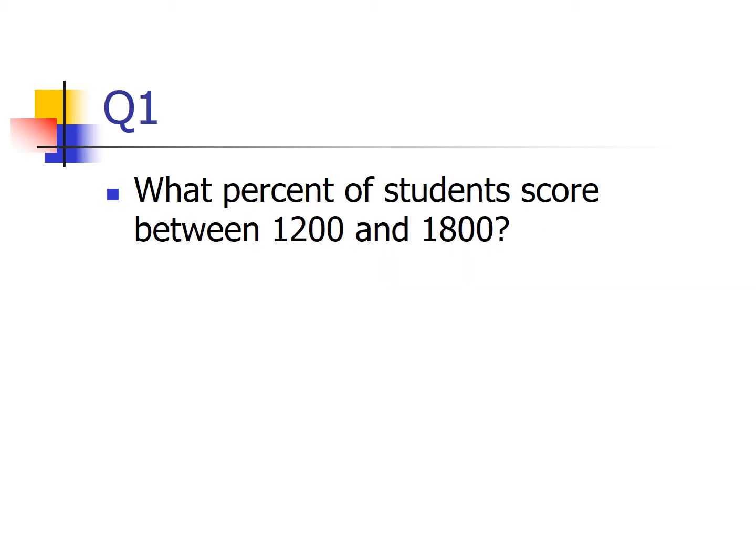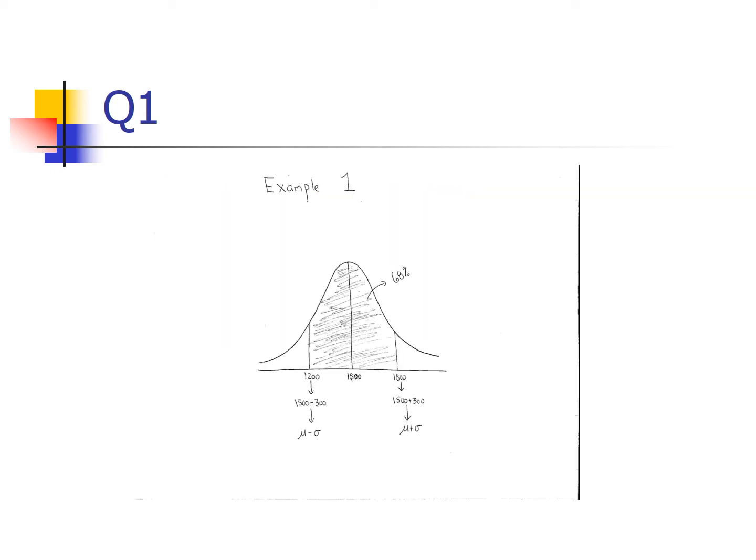The first question is this: what percent of students score between 1200 and 1800? When I say it has a symmetric mound-shaped histogram, I'm saying that if I sampled all the students from our high school and recorded all their SAT scores and made a histogram, the histogram is going to have roughly that shape. Now I want the area, or the percent of students, between 1200 and 1800. So I drew my bell shape and centered it at the mean, at 1500.